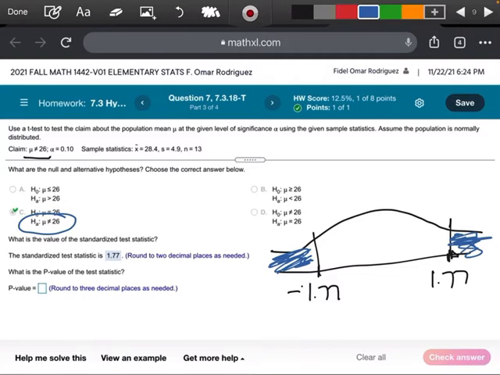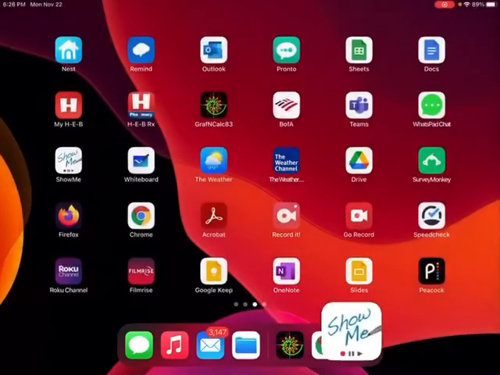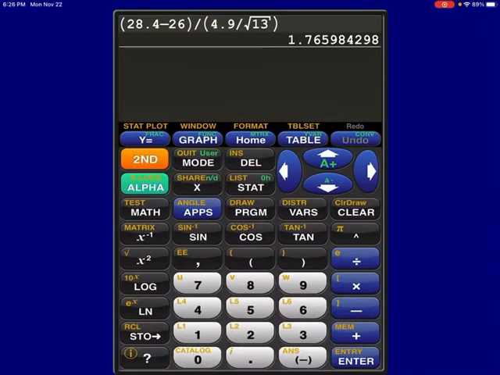Now, I can't use the normal CDF because we don't have a normal distribution here. We can do that when we have the population standard deviation, but we don't have that in this case. We have the sample standard deviation. So I'm going to show you how I'm going to do this part, y'all, on my calculator.